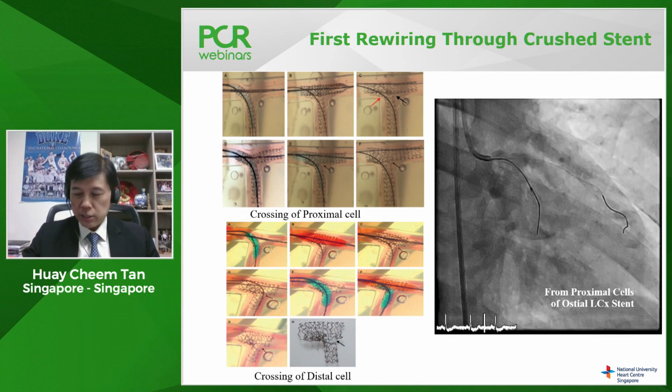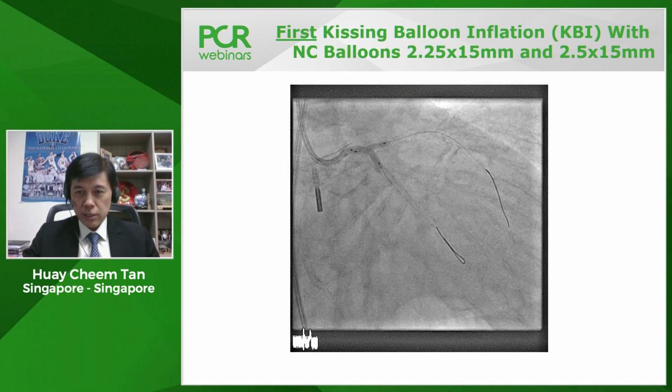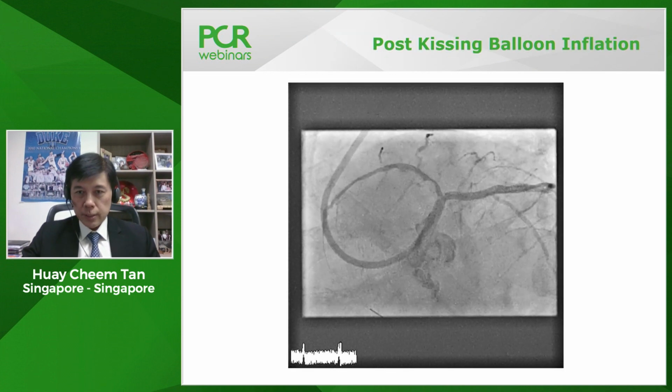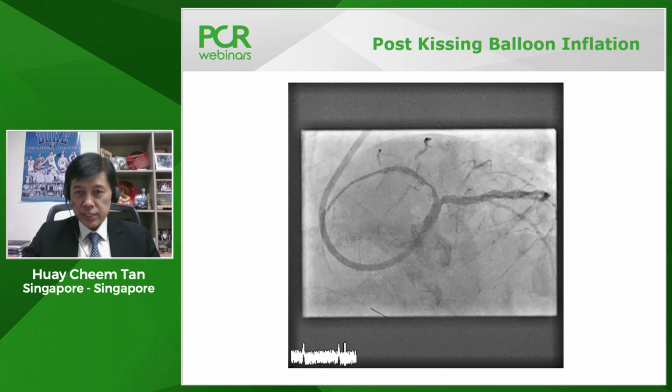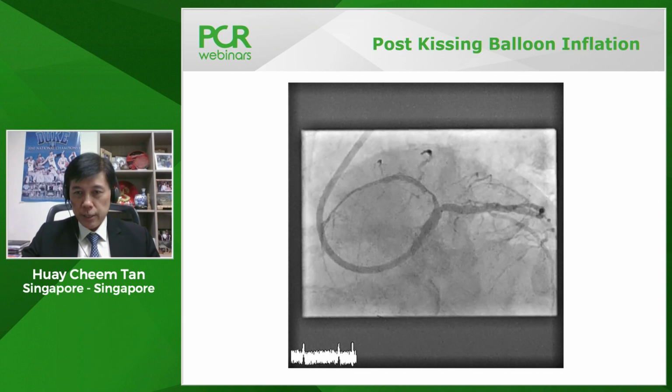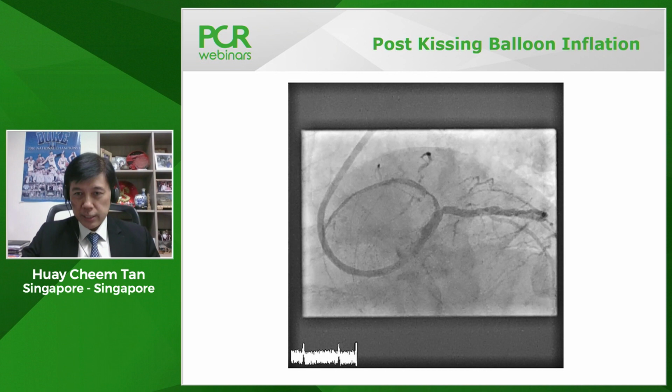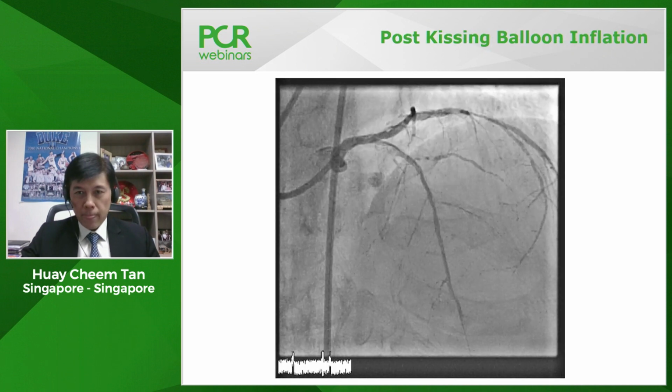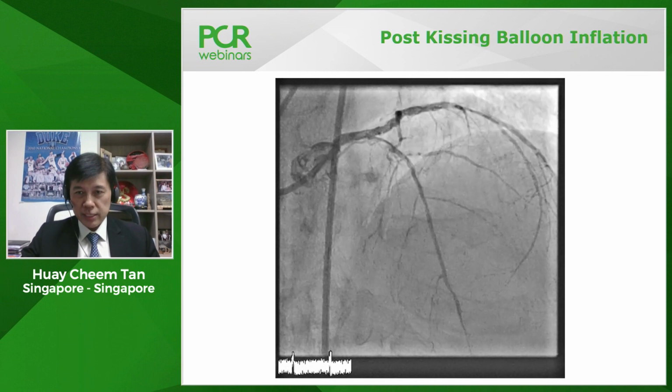Once this wire has gone through successfully, you can then withdraw your trapped wire and you can do your first kissing balloon inflation. And this is what I did. So this is the first kissing balloon inflation. This is after kissing balloon inflations. We see that the circumflex stent is now in position. LAD artery is fairly open up here. This is after the kissing balloon inflation.